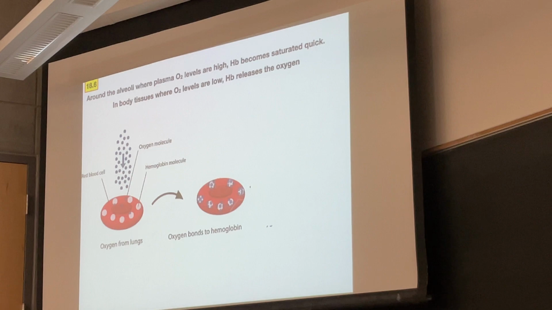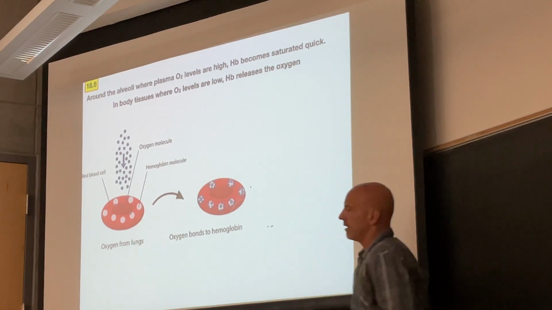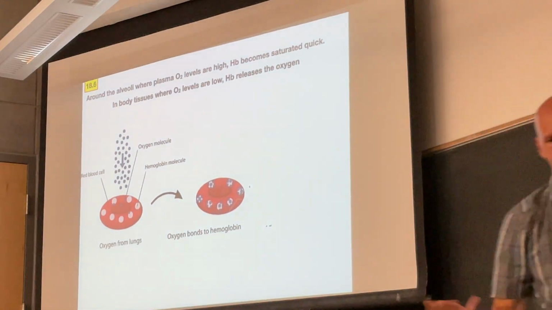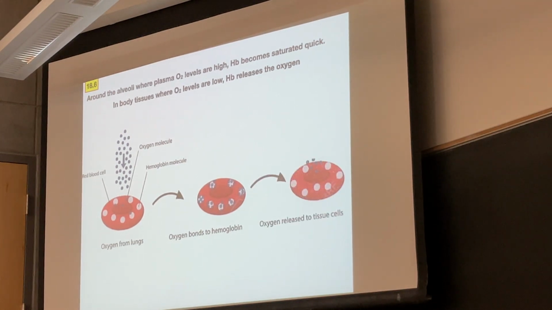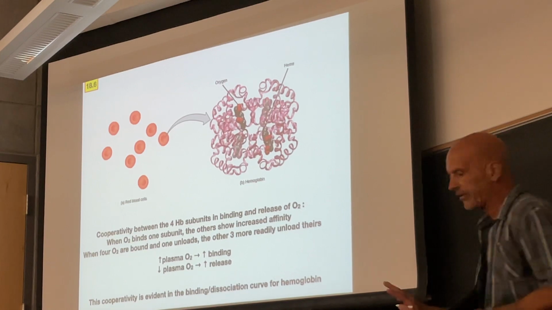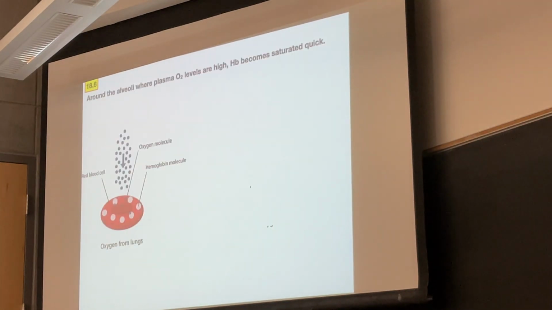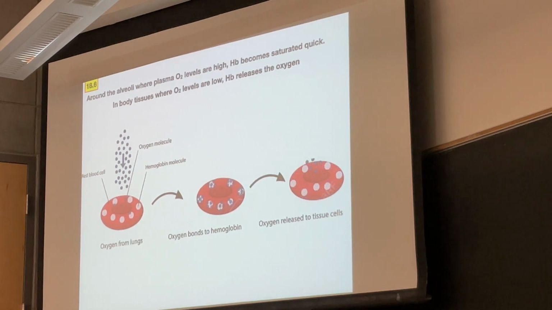So what's the next step over here? Once it's bound, once it gets to the body tissues over here, the opposite is going to be true. Oxygen levels are low because the body tissues are using it. So what happens in that situation? The oxygen is going to release. Let's go back again. It's a nice graphic to show you the difference here.